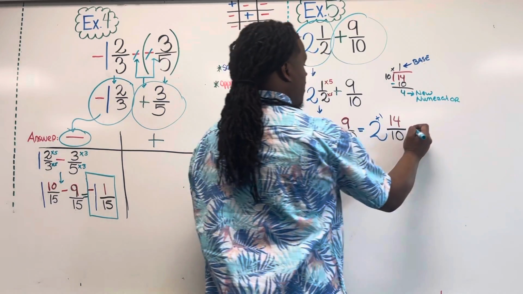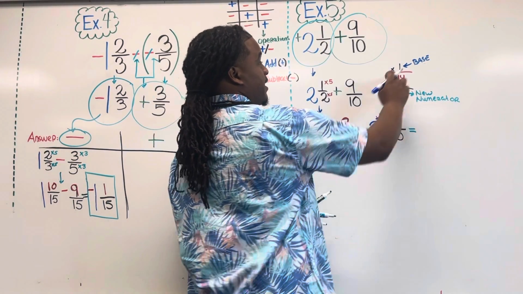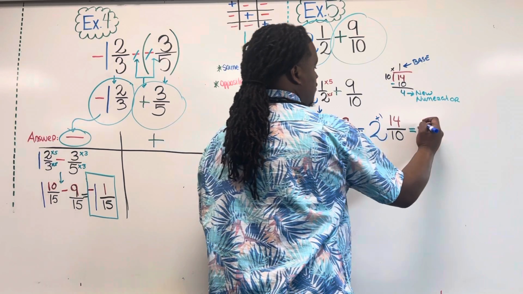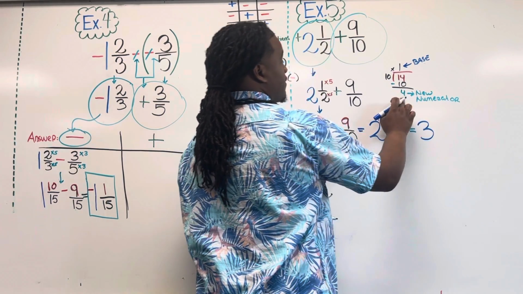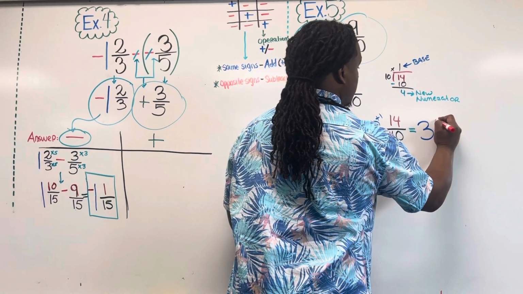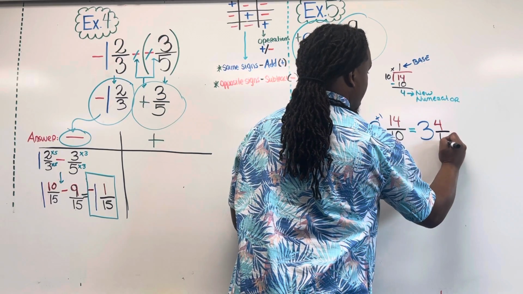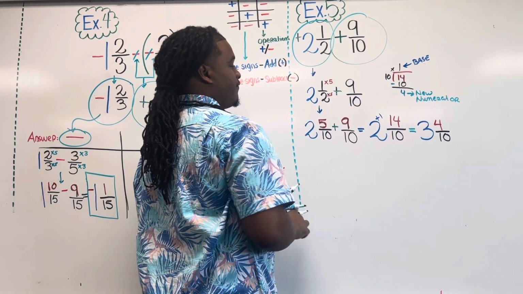Right? So now we can change this into a proper fraction of, once again, that base of 1, I gotta add it to the base of 2, which is 3. And I only have a remainder of 4 on top now. So it's gonna be 4 over 10. So this is our answer, guys, 3 and 4 over 10.